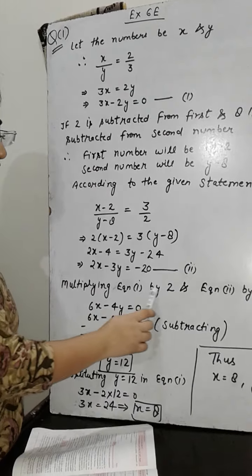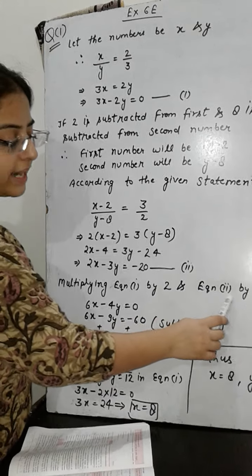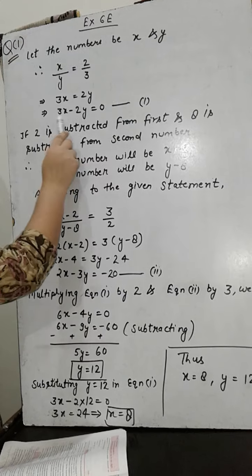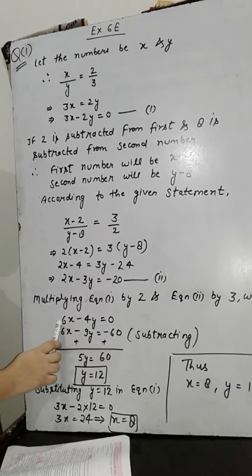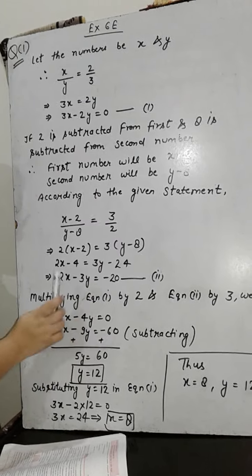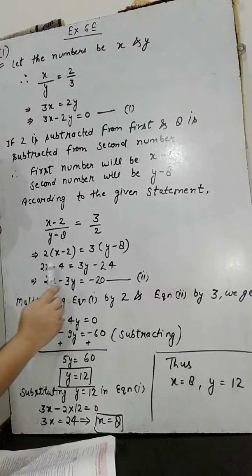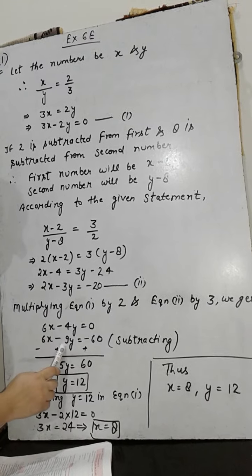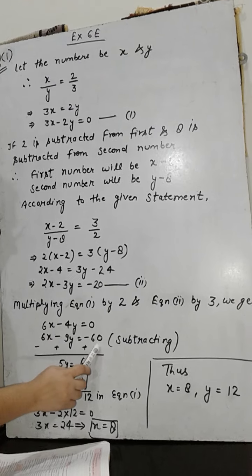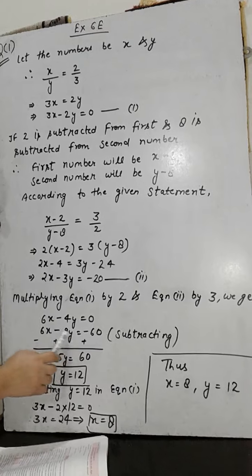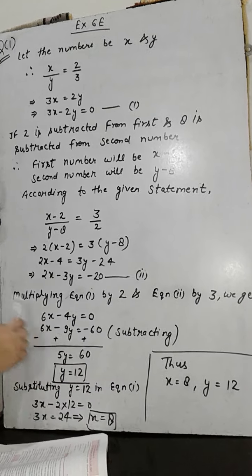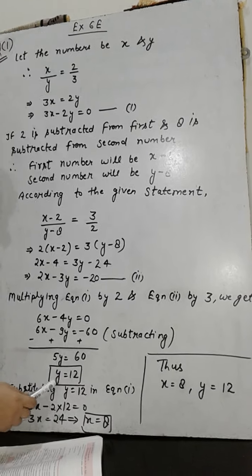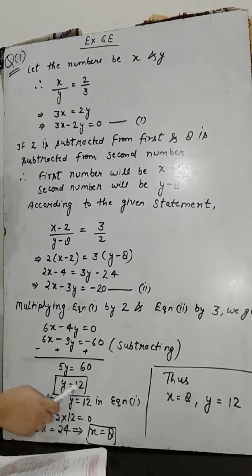So on multiplying equation first by 2 and equation second by 3, we get 2 into 3x minus 2y equals 0. Then we will get 6x minus 4y equals 0. And on multiplying by 3 in the second equation, we get 6x minus 9y equals minus 60. Now on subtracting equation number second from equation number first, we get 5y equals 60. It implies that y equals 12.